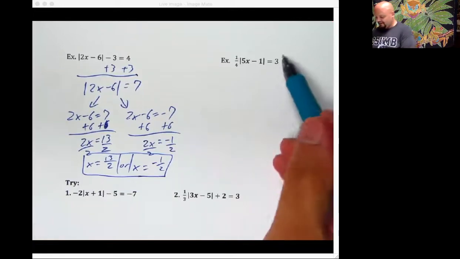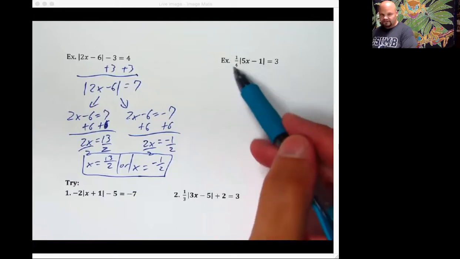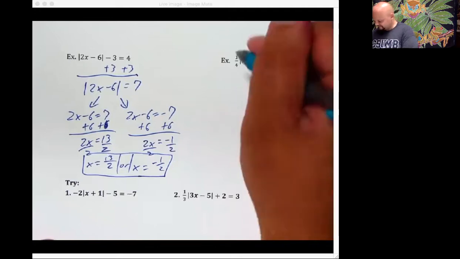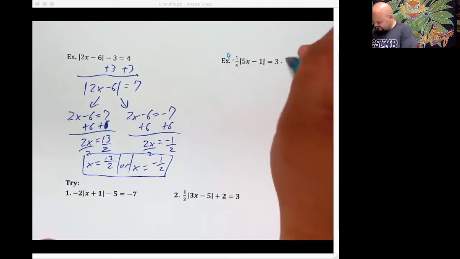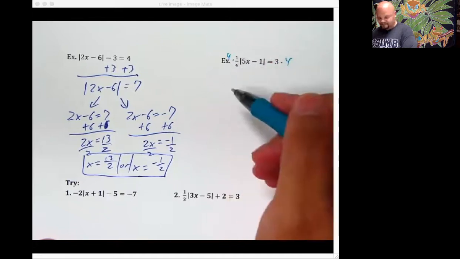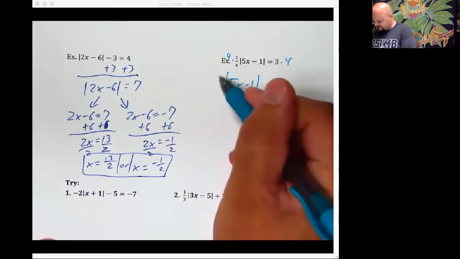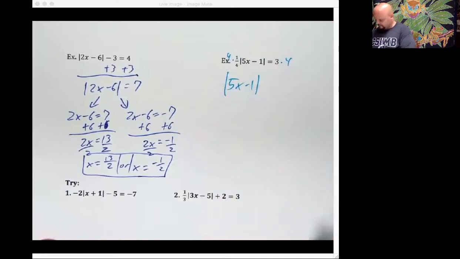Okay, now out here, oh poop. How do we get rid of that 1/4? It's on the outside. It can't stay there. Times by 4. 4 times a fourth is just 1. That means this is just 5x minus 1 absolute value signs, because we don't have to write that 1 on the outside. Is equal to 12, because 1 times anything is just itself.